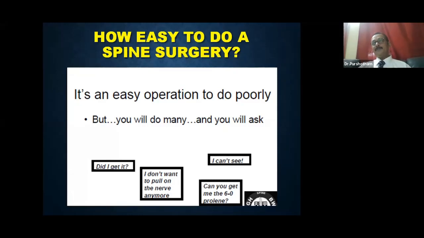I'm not saying that all spine surgeons or all spine surgeries end with a bad result. Definitely, in my 30 years of orthopedic experience, what I have understood is that medical science itself is an unexact science. It's never exact. It can never be 2 + 2. Results are unpredictable. So according to his slide, you will do many surgeries, but still you will ask, did I get it? I don't want to pull on the nerve. This is the common scenario. So this is the exercise we get to see in those things.